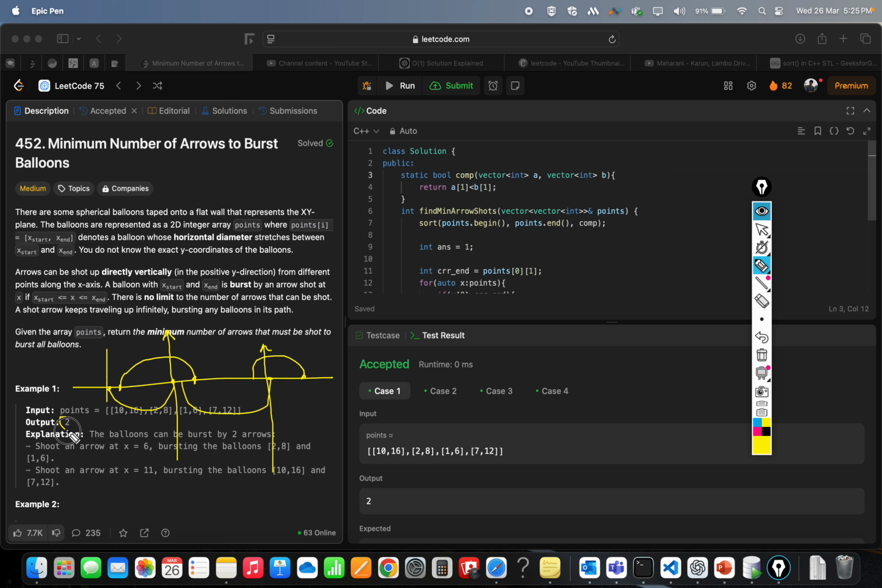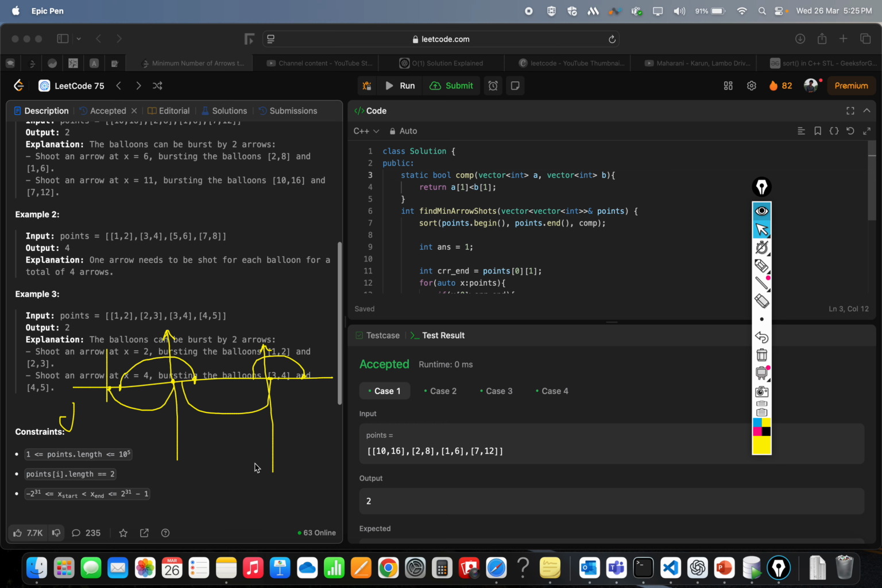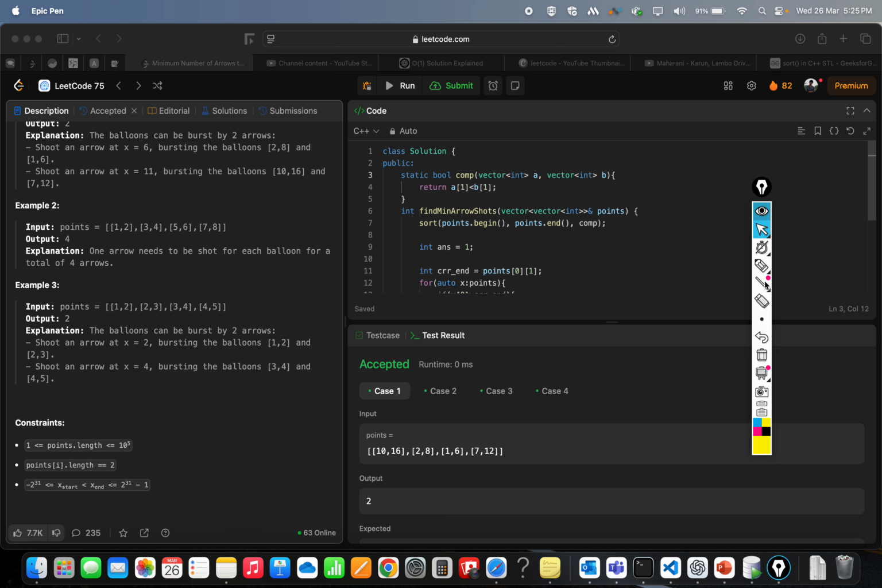So the answer is 2. Similarly, in this case, there is a balloon between 1 to 2. There is a balloon between 3 to 4, 5 to 6, and 7 to 8. So these are 4 different balloons. So we will need 4 arrows.